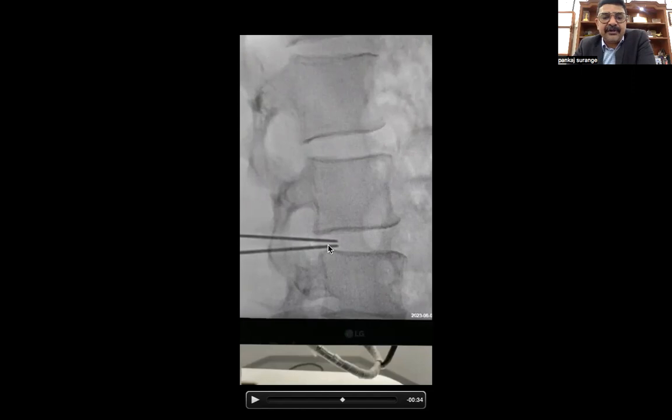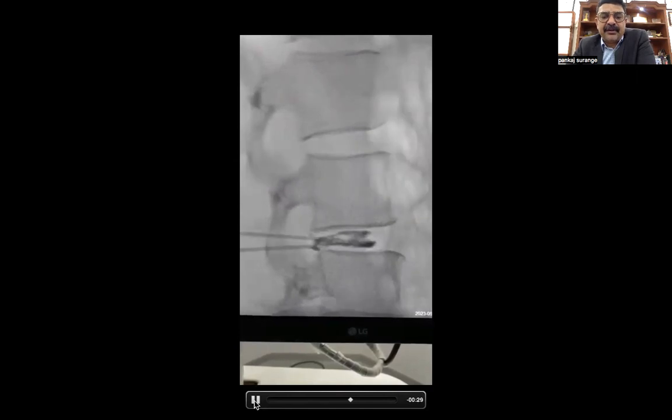Our target is not a disc denervation. In case of disc denervation, we may go slightly more anterior and we can target the entire disc. Again, it depends on the pathology. So this we must understand. Right now I'm just targeting the posterior annulus. I'm keeping it there only.